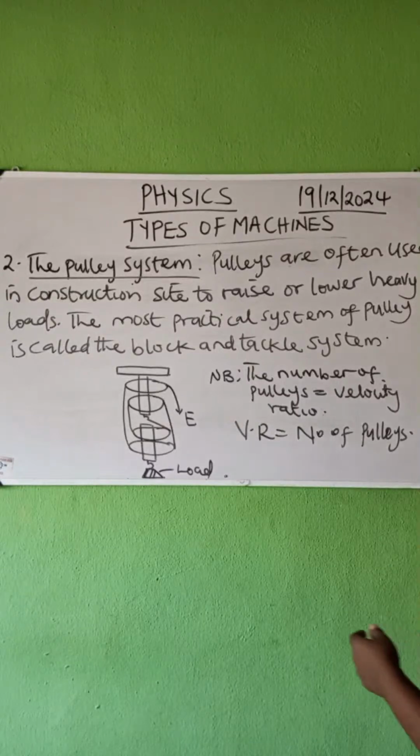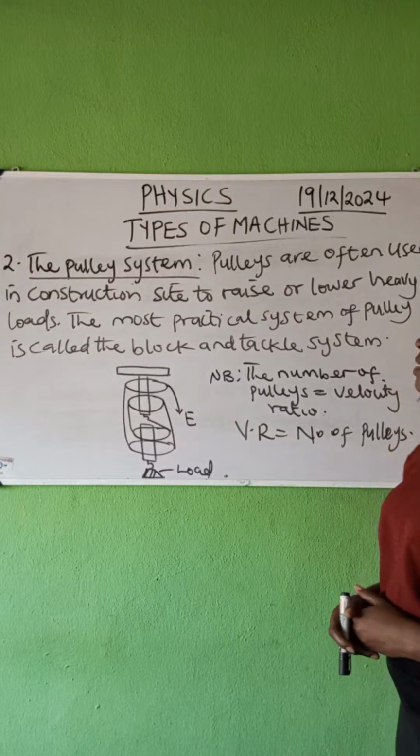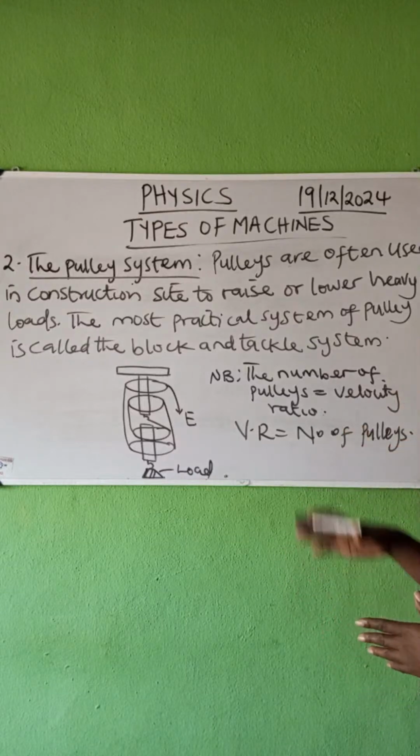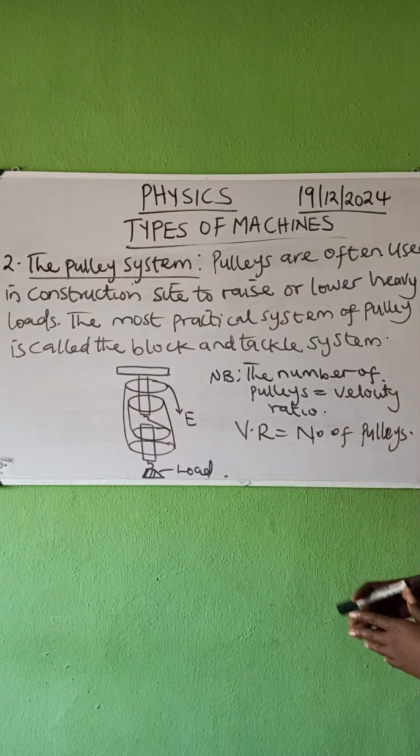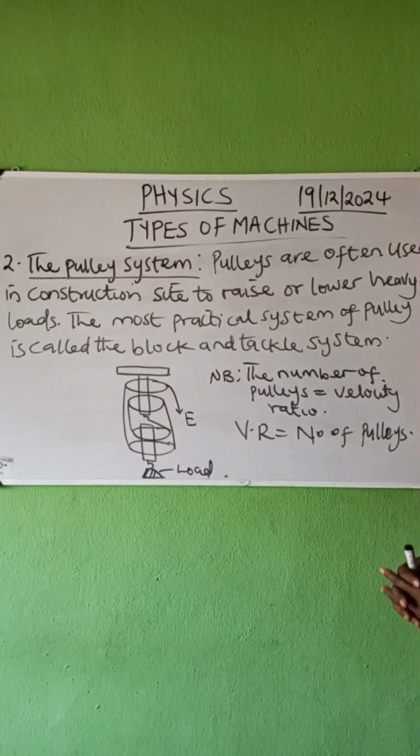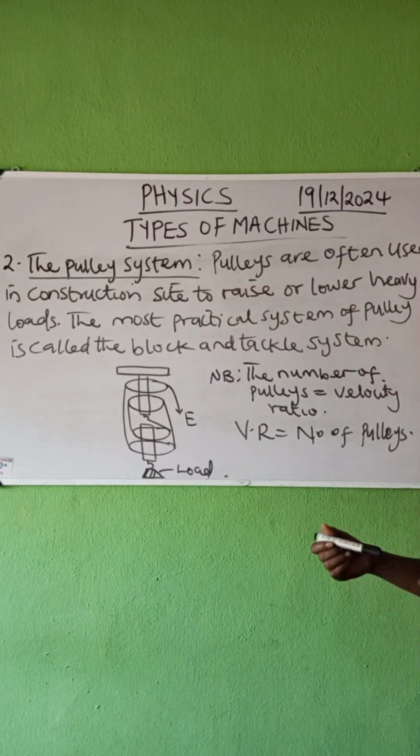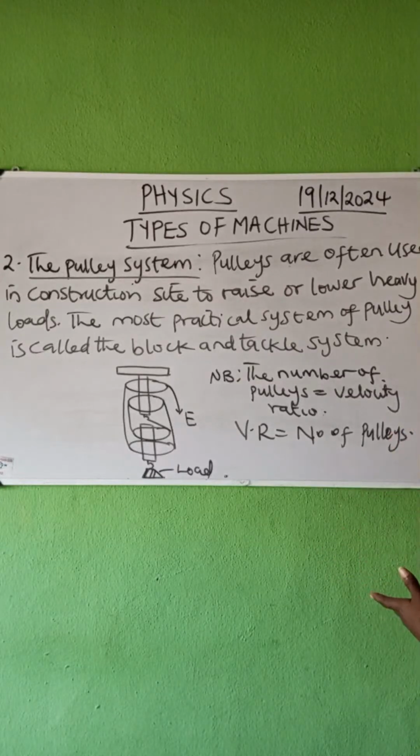All right. So let's look at the pulley system. The pulley system, that is number two part of the machine. They are often used in construction sites. Pulleys are often used in construction sites to raise or lower heavy loads. Now, you know what I mean? The most practical system of pulleys is called the block and tackle system.